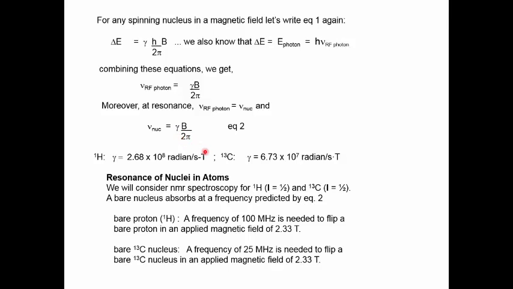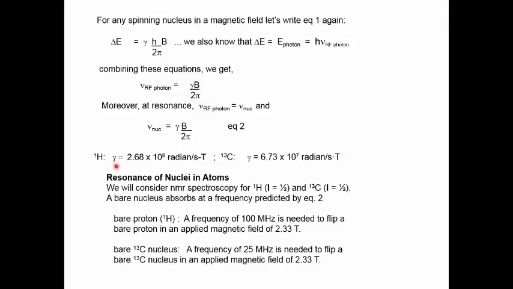A comment about the values of gamma, the magnetogyric ratio. It depends on the nucleus. We're going to be examining the NMR of two nuclei, H1 and C13. H1 is the most abundant isotope of hydrogen that occurs naturally. C13 is the less abundant isotope of carbon. It's present naturally about 1%.